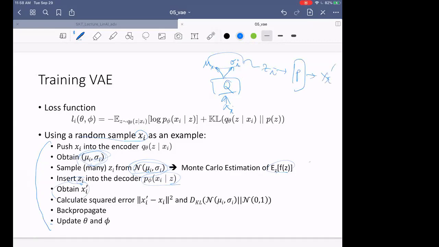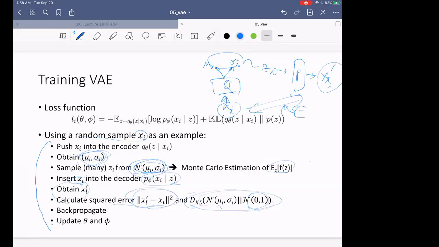So this is your reconstruction. Then you calculate the squared error loss, mean squared error, between this one and this one. There's an MSE loss here. And then you also need to add a regularization term, which is the KL divergence between your posterior Gaussian distribution, which is this, and your prior distribution, which is a unit Gaussian distribution. And this can be analytically defined because they're both Gaussian.